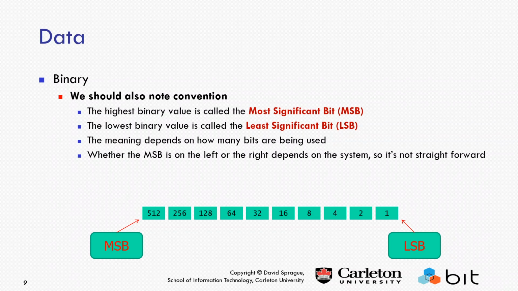For our case, we're going to say the most significant bit is on the left-hand side right here. This is the bit that records whether I have a 512 or not. The least significant bit is the smallest number. Much like 432, the most significant digit is the 4, and the least significant digit is the 2.